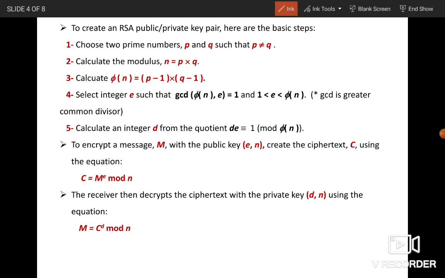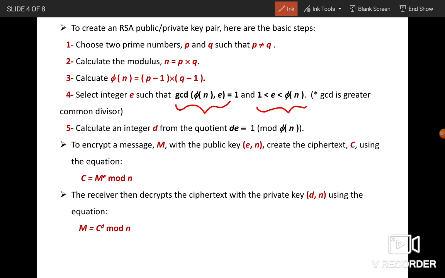After that, you have to choose one integer as the encryption key. The condition for choosing the encryption key is that the greatest common divisor of phi of n and e should be 1. There cannot be any other value. If we find the GCD between phi of n and e, it should be equal to 1. And the encryption key should lie between 1 and phi of n.